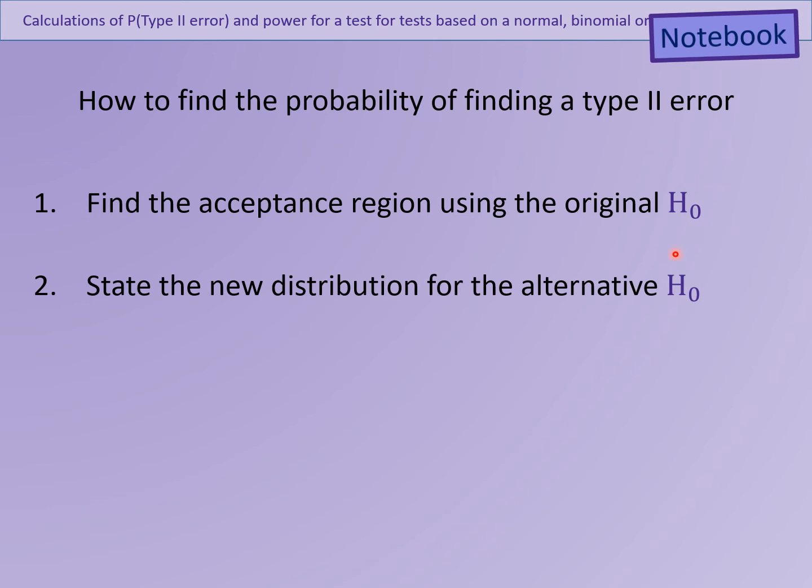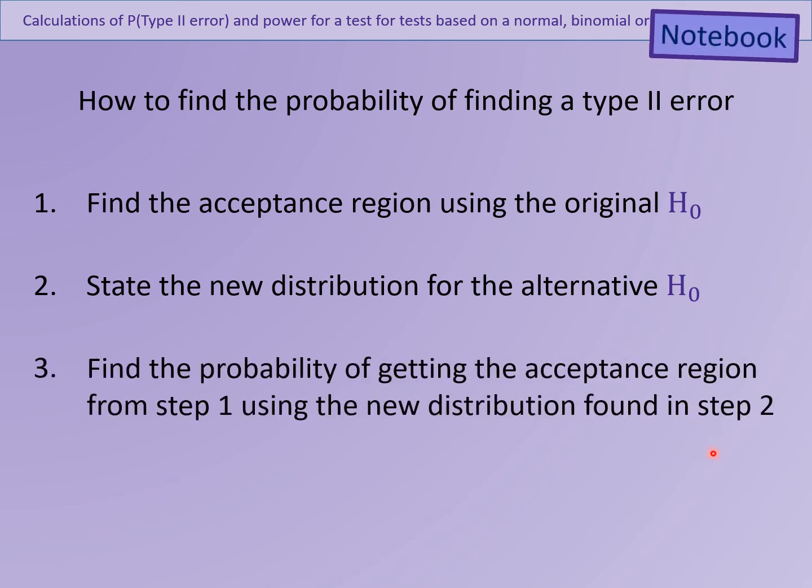Once we've got our acceptance region, we can state a new distribution for an alternative H0. Someone will come along, give you a new H0, and what we can do is test our original H0 alongside that one. That might be the actual value. Okay, someone can say the actual value was this. Test what was the chance of you making a type 1 error.